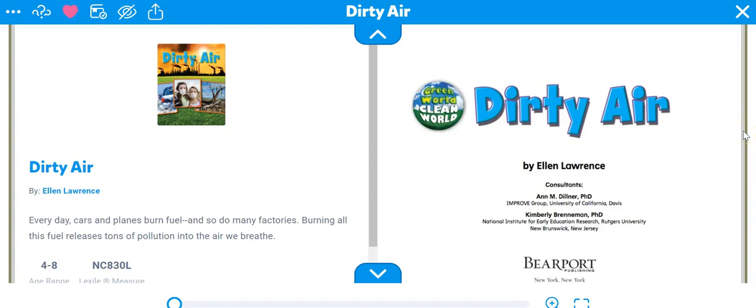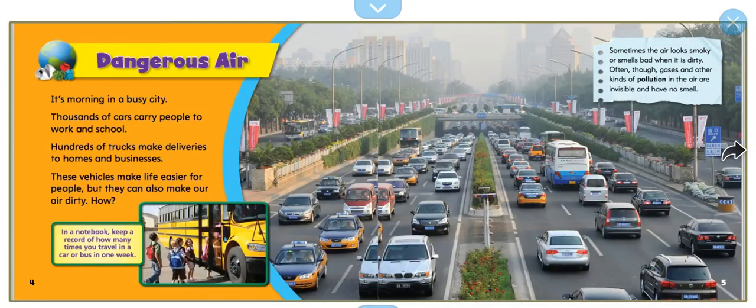We're going to learn about air pollution today by reading this book called Dirty Air by Ellen Lauren. Dangerous air. It's morning in a busy city. Thousands of cars carry people to work and school. Hundreds of trucks make deliveries to homes and businesses. These vehicles make life easier for people, but they can also make our air dirty.